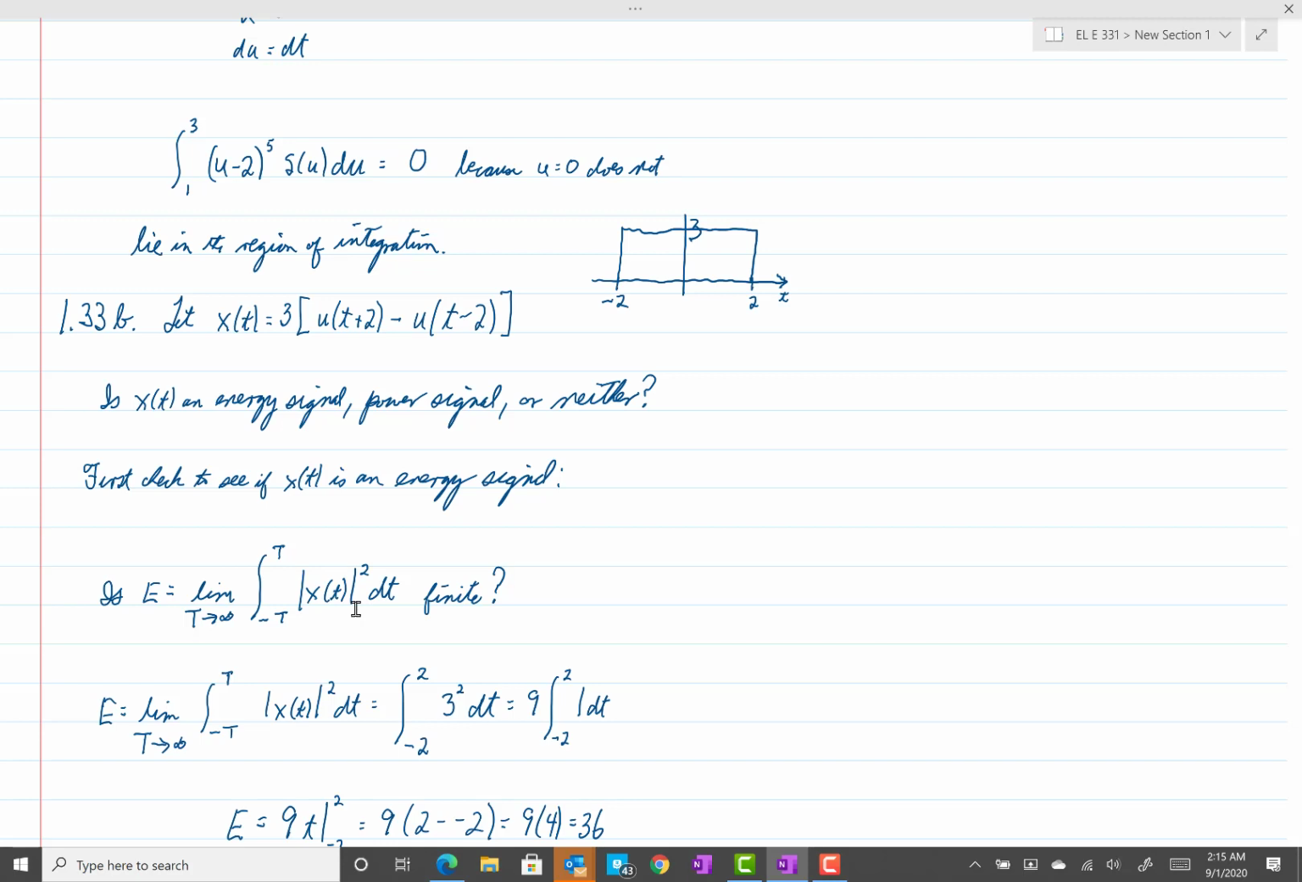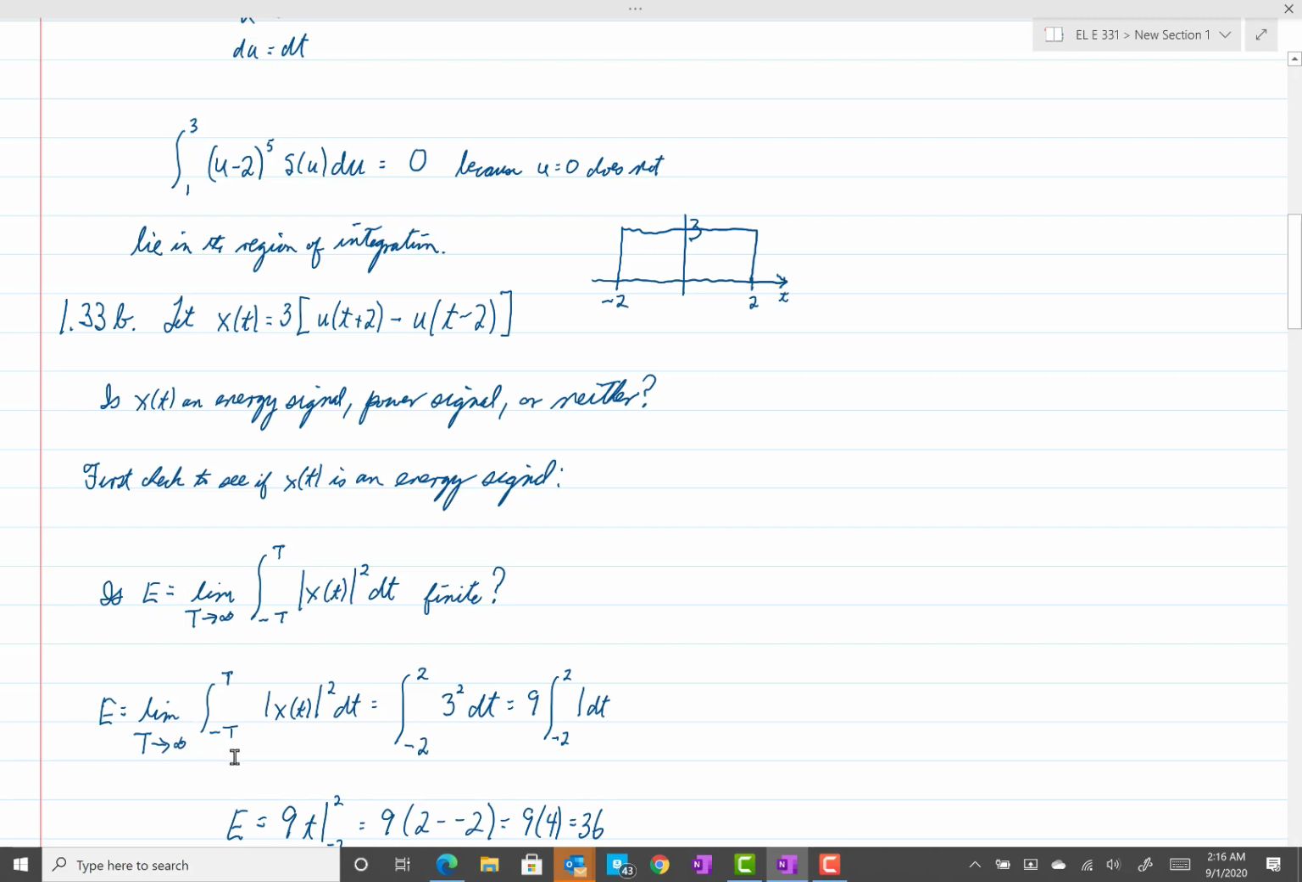So it's the function multiplied by its complex conjugate. Now, if it's a real valued function, of course, the complex conjugate is just the function itself. But if it has a complex part, or excuse me, an imaginary part, then you will need to take into account the complex conjugate.